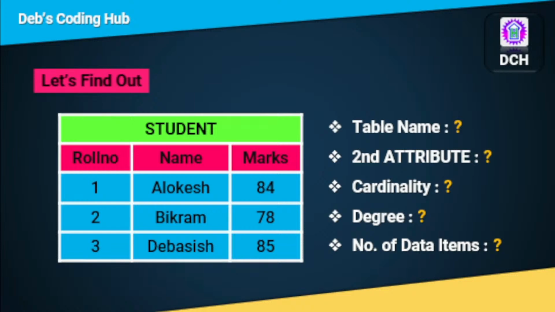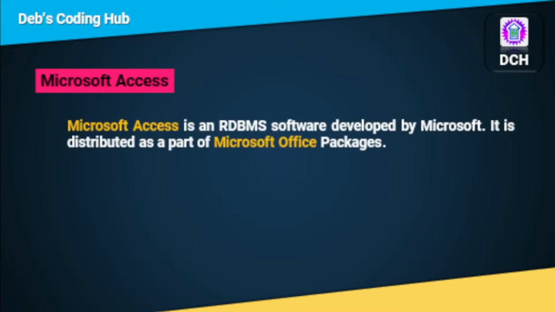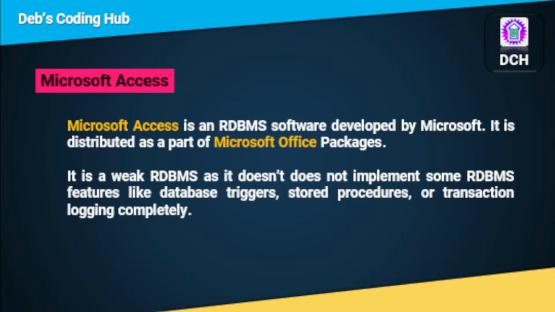Now we'll go for RDBMS software called MS Access or Microsoft Access. So what is Microsoft Access? Microsoft Access is an RDBMS software developed by Microsoft. It is distributed as a part of the Microsoft Office package. In some versions of the Microsoft Office package, we have MS Access. Now, MS Access is a weak RDBMS because it doesn't completely implement some RDBMS features like database triggers, stored procedures, and transaction logging.